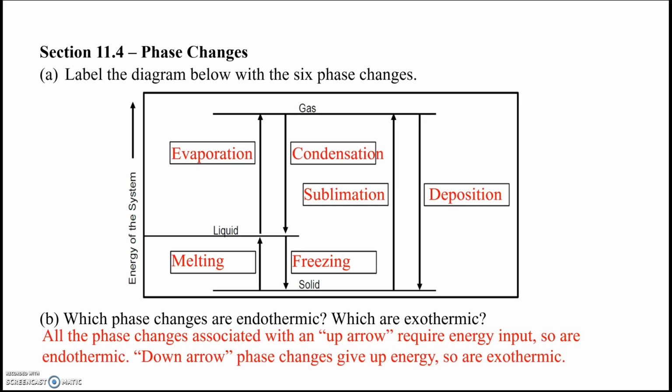And it asks us to note which phase changes are endothermic and which are exothermic. And all the phase changes that are associated with an up arrow in this picture require energy input, so are endothermic. That would be melting, evaporation, and sublimation. The down arrow phase changes, which would be the other three, those would be condensation, freezing, and deposition. These give up energy, so of course these are going to be exothermic.